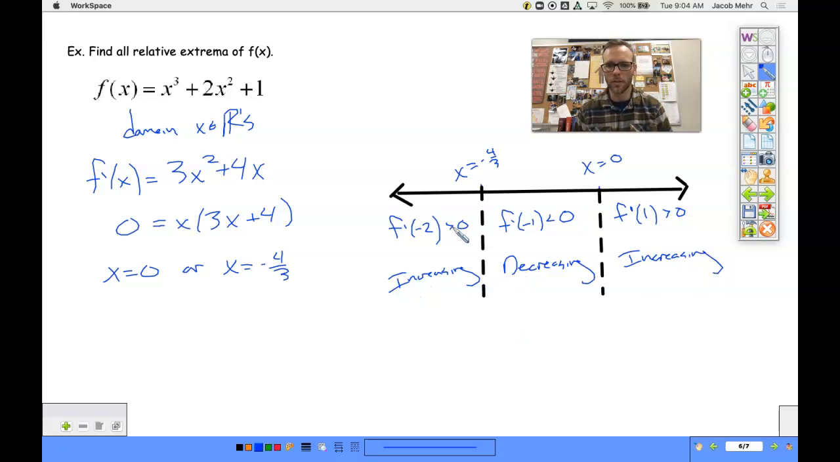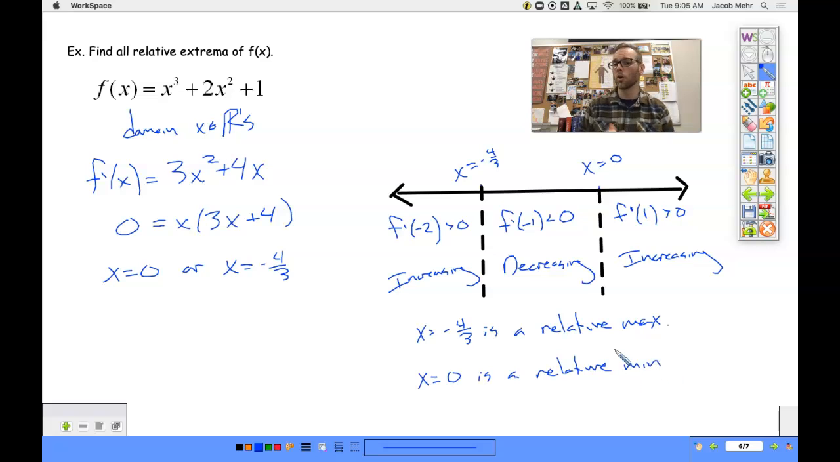Well, it goes from increasing to decreasing, going up to going down. So that means x equals negative 4/3 is a relative maximum. Increasing to decreasing, maximum. Then it goes from decreasing to increasing at 0, so x equals 0 is a relative minimum. Now, could one of these potentially be an absolute maximum or absolute minimum?